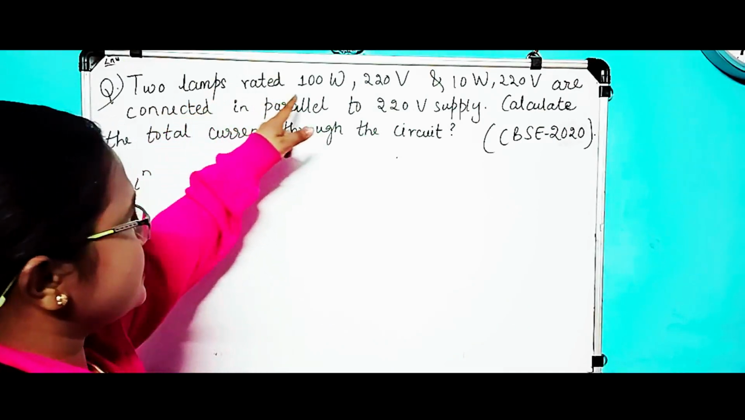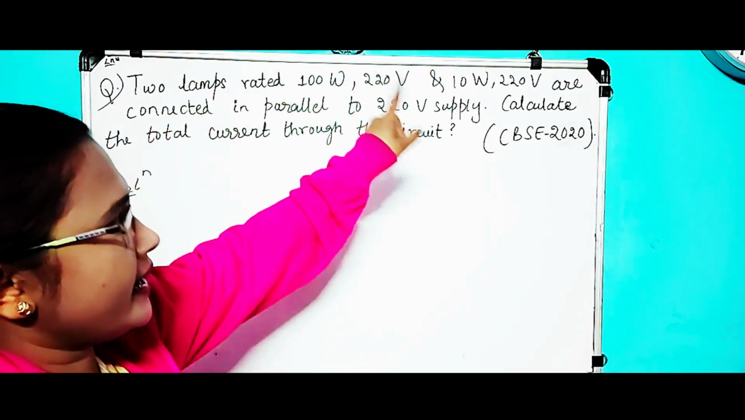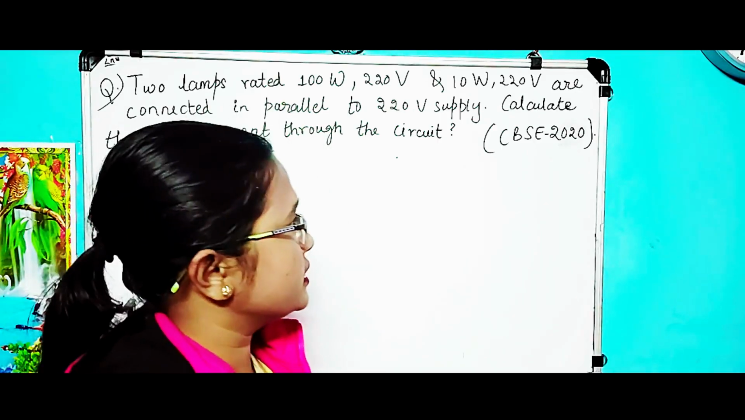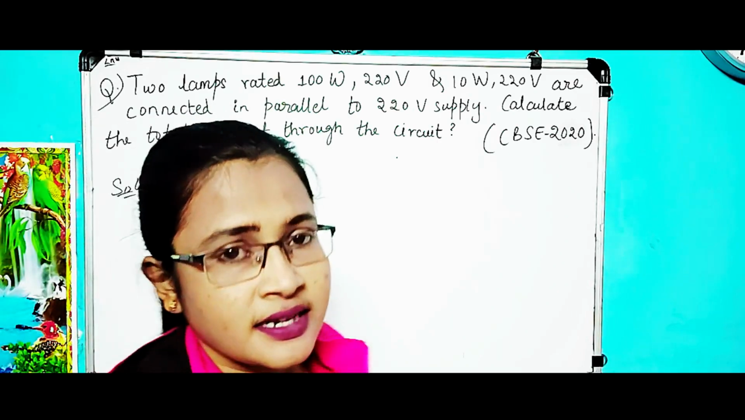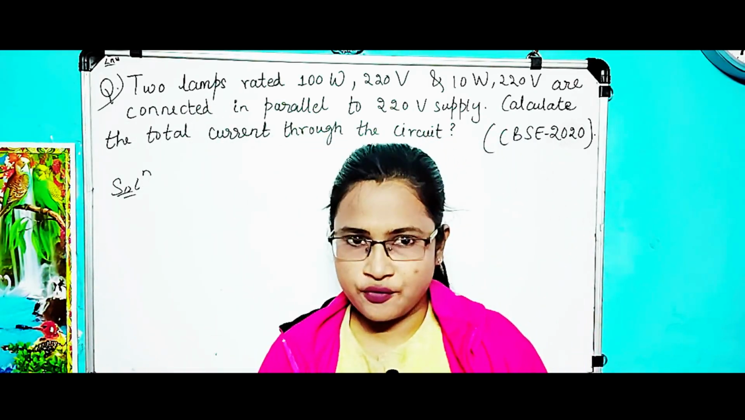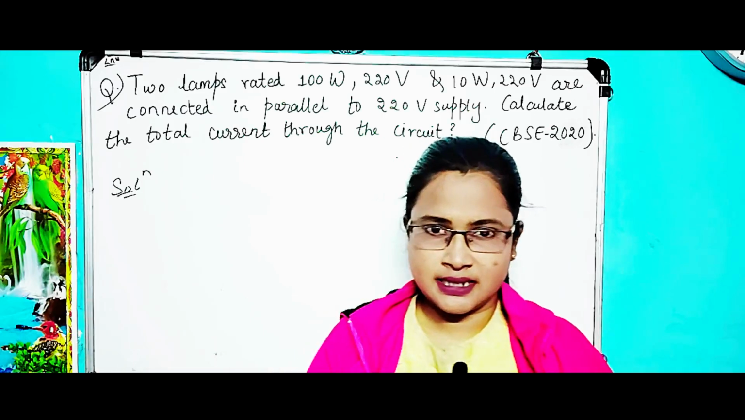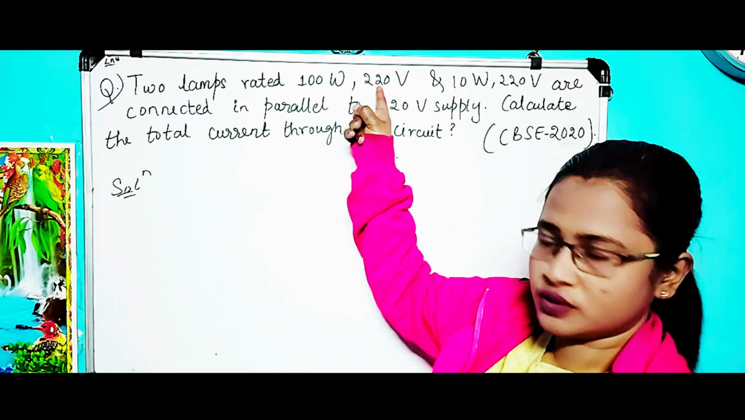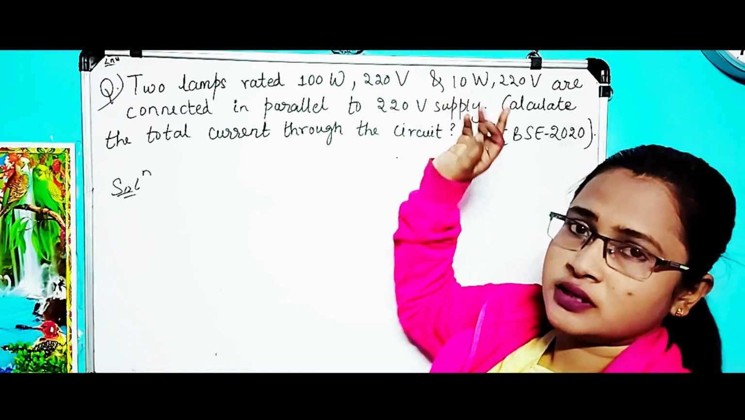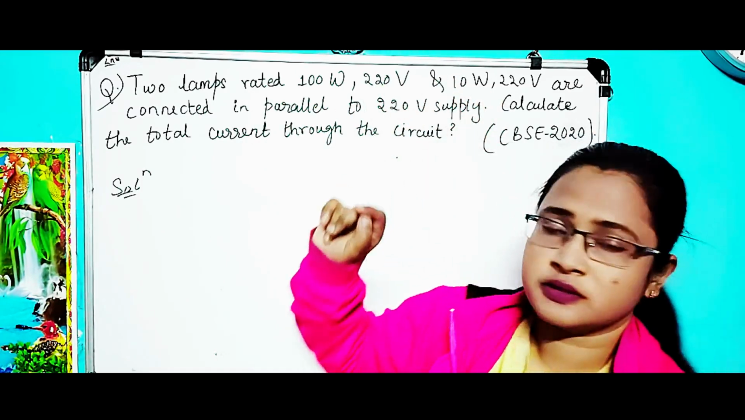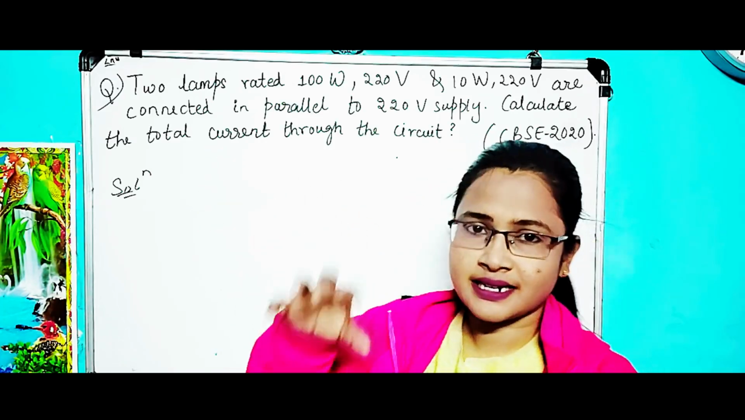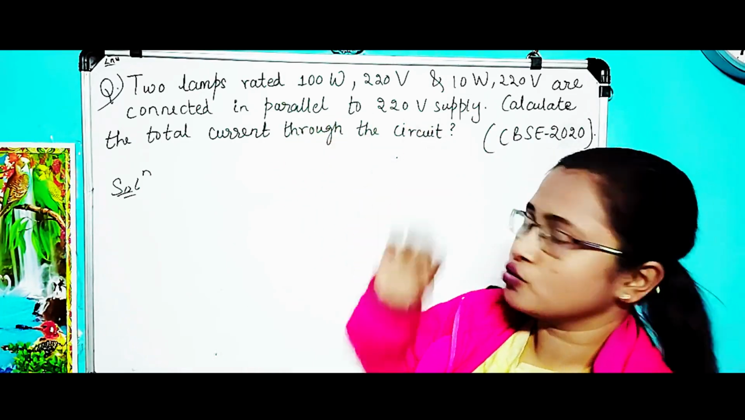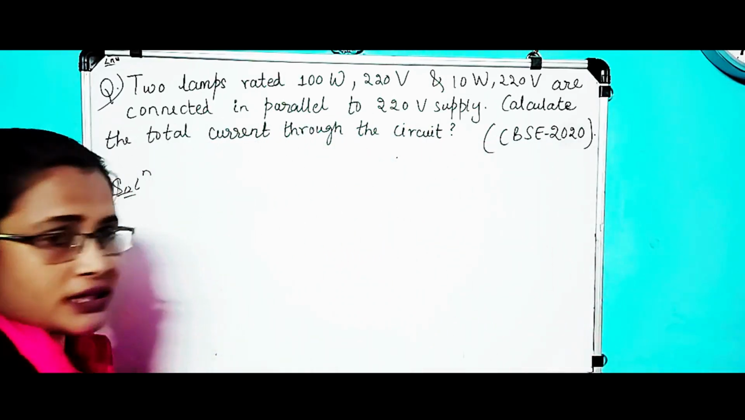Two lamps rated 100 watt 220 volt and 10 watt 220 volt are connected in parallel to a supply of 220 volt. Calculate the total current through the circuit. So the question is asking that we have to find the total current in a circuit where there are two bulbs with power 100 watt, 220 volt and 10 watt, 220 volt potential difference. They are connected in parallel to a 220 volt supply. So what we have to find is the total current.